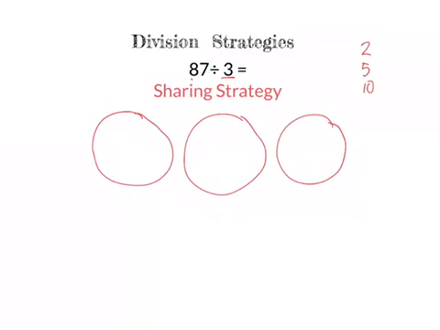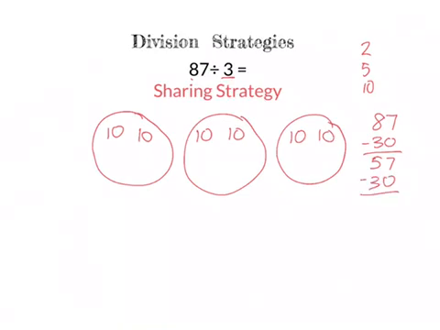how they share. So students will start by saying, if I put 3 10s, that's 30, and I take 30 away from 87, and now I have 57. Well, I can add another 30 to that. So I put 10 more in each group. And now I've taken 30 away again. Well, now I have 27.